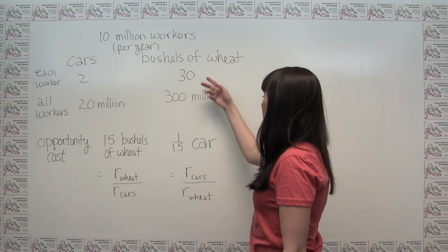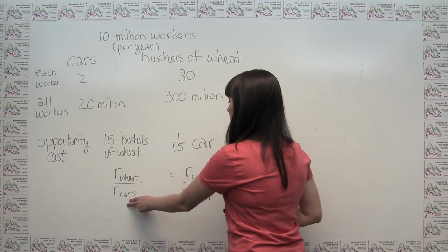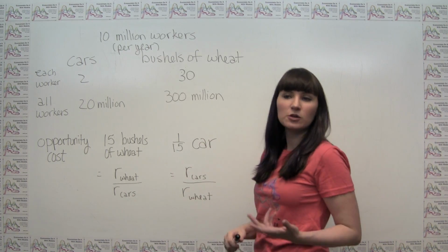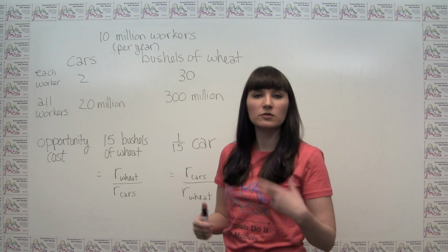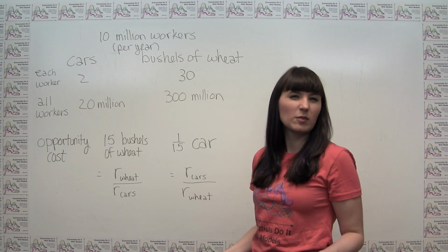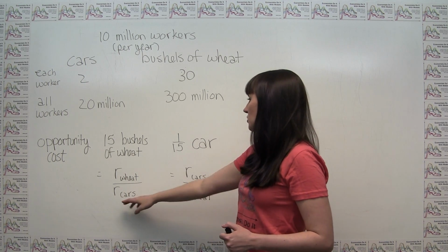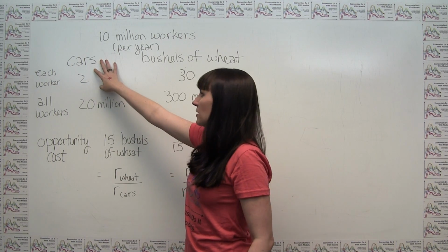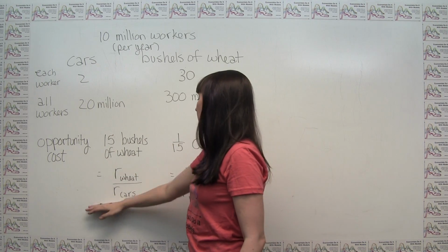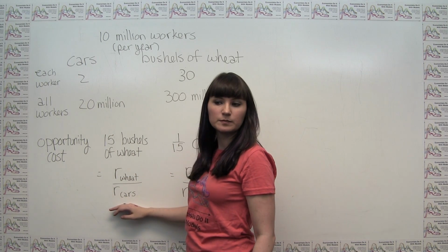The important thing to remember here, if you're going to explicitly use this ratio formula, which you don't have to, and you can rely on the logic instead so that you don't remember the formula backwards, but if you are going to use the formula, just remember that the thing that you're taking the opportunity cost of, that rate has to go in the denominator.